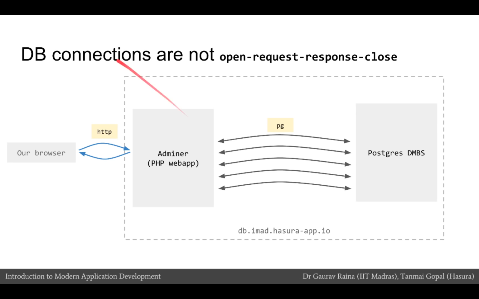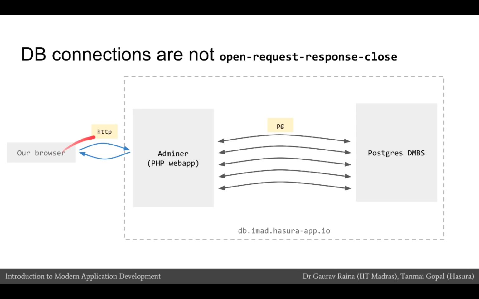We've understood that when our browser was making an HTTP connection to Adminer, which was the web app that we were using in the previous modules to manage the database, the Adminer web app was making actual requests to the Postgres DBMS server to execute those queries, and then getting the responses and returning an HTTP response to our browser. It is important to understand that database connections are not like HTTP connections at all.